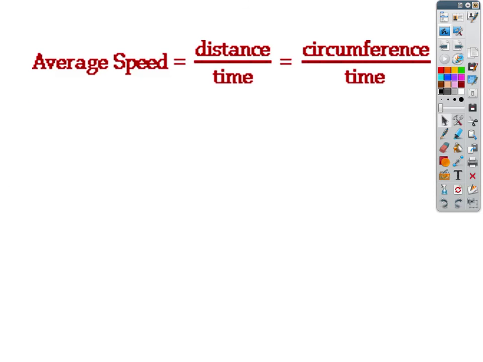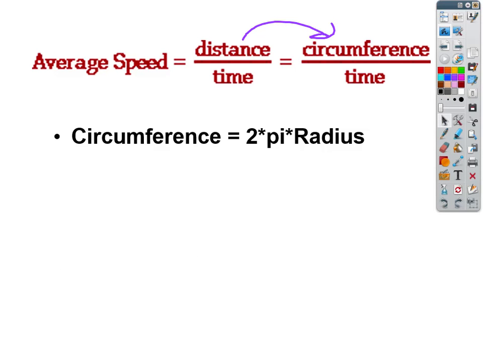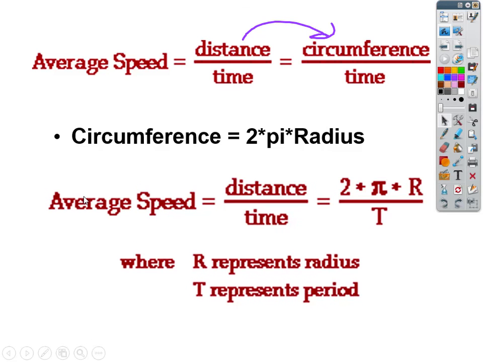All right, so that leads us to our first formula. Let's derive it. If we start with average speed, that's distance over time. But now I'm going in a circle, so the distance I cover is the circumference. What does circumference equal? Circumference is 2 pi r. So I plug that in: 2 pi r over T will be my speed.